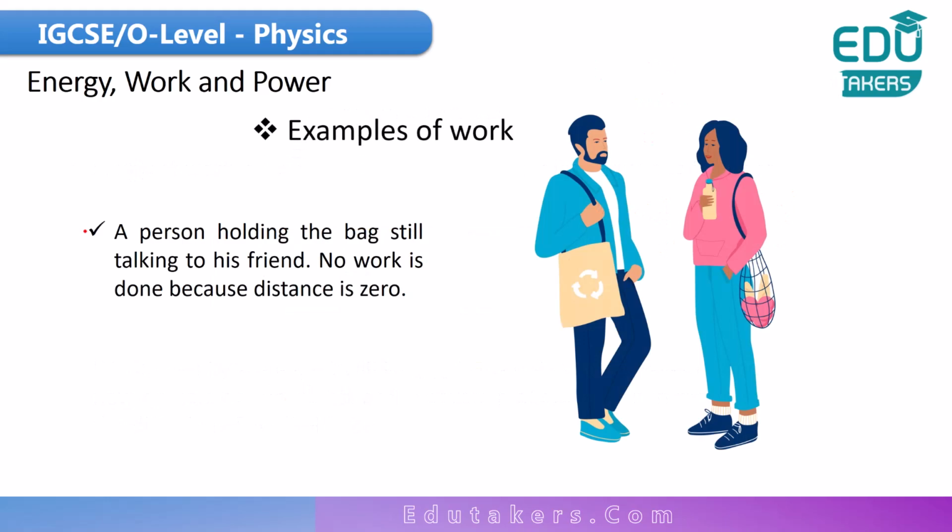There are some examples of the work. You can see here there is a person holding the bag but talking to his friend. In this case, this person is at rest, meaning that he is not covering a distance. So what can you say about the work done? The work done would be 0 because work is the product of force and distance. This person is at rest, meaning that he is not covering the distance. Distance in this case is equal to 0, so the work is also equal to 0.